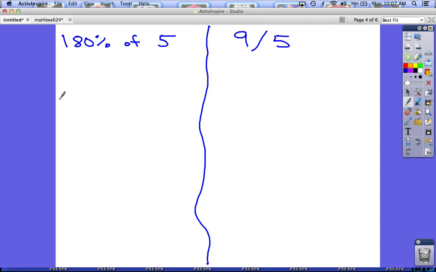This is going to be an example of how you can use this method to find items that are over 100%. So for instance, 180% of 5. We're saying 5 is 100%. What would 180% of 5 be? And over here, this is 9 out of 5, excuse me. So here we're saying this 5 is 100%.